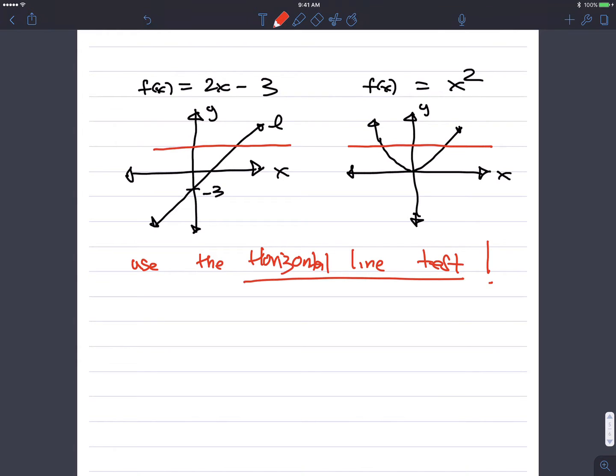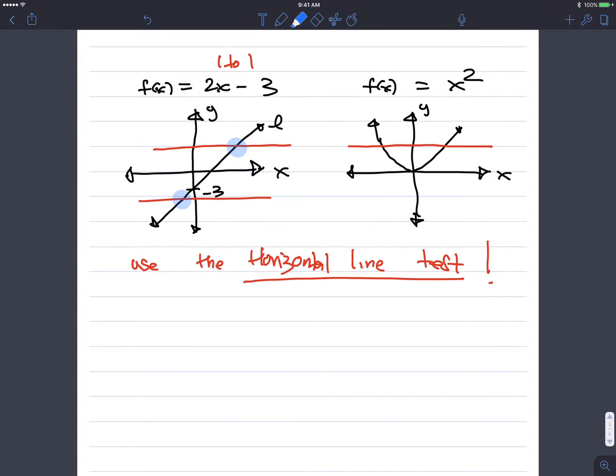If you touch this curve at exactly 1 point everywhere, it has to be 1 point, only 1 point, then you could say the function's 1-to-1. See, here's another horizontal line. Do you hit that curve in only 1 point? Okay. In fact, anywhere you draw this horizontal line, you're going to hit this curve at exactly 1 point. And what this means is that my function is 1-to-1.